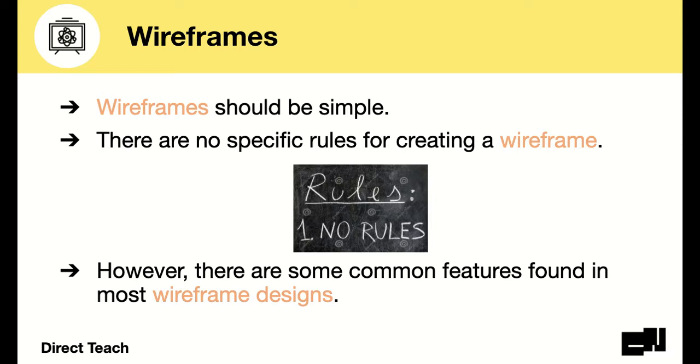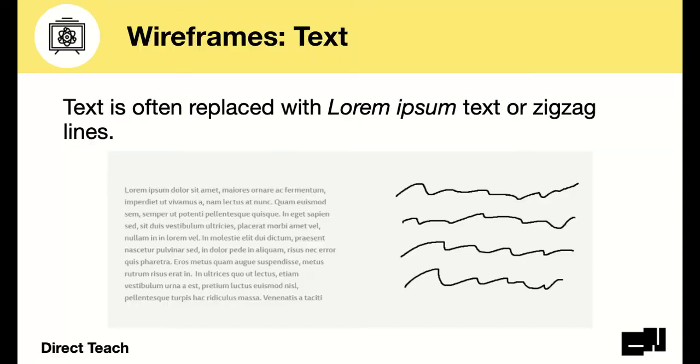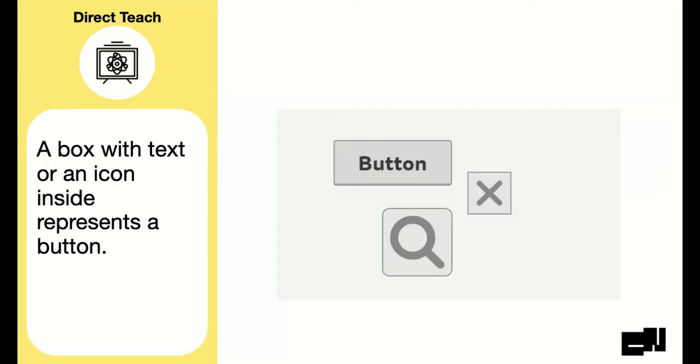And the thing about wireframes is that they should be pretty simple. Don't stress too much about it. There are really no rules to wireframing, but there are some key things that we want to highlight as you are creating your wireframes. So a box with an X is typically an image. If you want to have an area for text, you don't need to write everything out at the moment. You can just write some squiggly lines, that's fine too. A box with text or an icon inside represents a button.